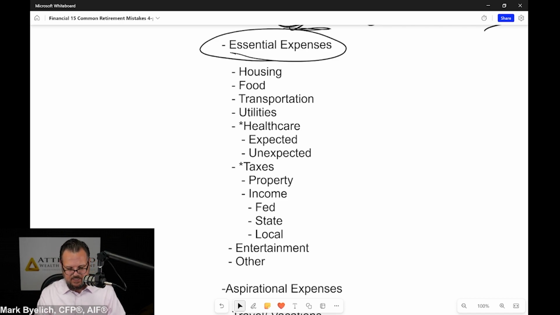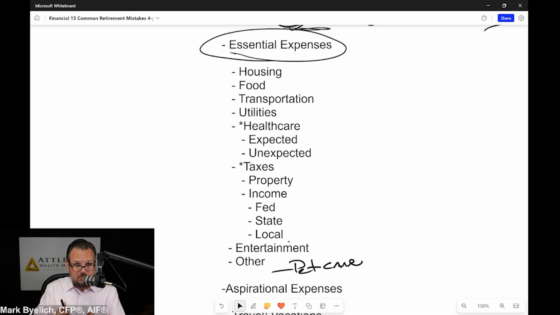And that's part of the problem too. What's on this list: housing, food, transportation, utilities, healthcare, taxes, entertainment, other, pet care. Pet care is a big one. I see people spend thousands of dollars a year in pet care, and I think we're one of them, right? So my wife and I, we have a couple dogs. We have 6 chickens. There's a rabbit in the house. And so we spend money on pet care.